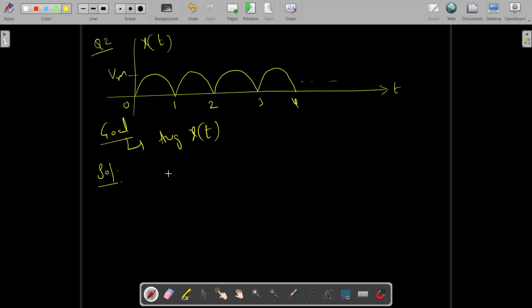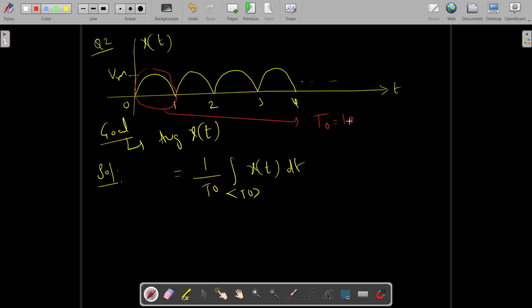So what is the formula for this? The average value is given by 1 by T naught, the area over one time period, which is the integration of x of t into dt. So what is T naught from this? This is the shape that is going to repeat, so for a time T naught equal to 1 second, you are going to have the same portion. So the time period T naught is 1 second. Therefore, this is going to be 1 by 1, the integral from 0 to 1 of x of t dt.